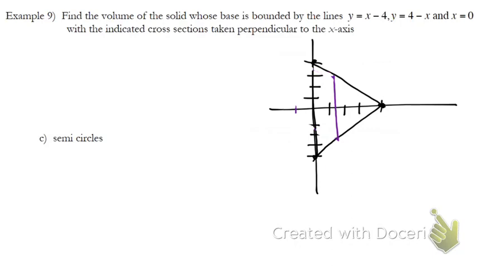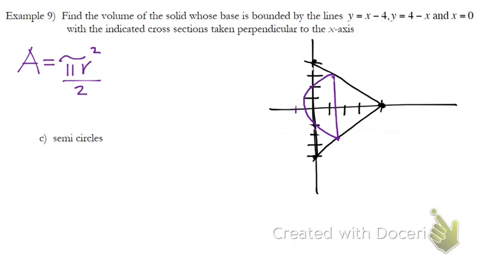So for a semicircle, the base is still here in the base of the shape, but the top of it doesn't look like a square anymore. Now it looks like a semicircle, which is a half circle. The area of a semicircle is pi r squared, the area of a whole circle, but then divided by 2, because it's only half of it.